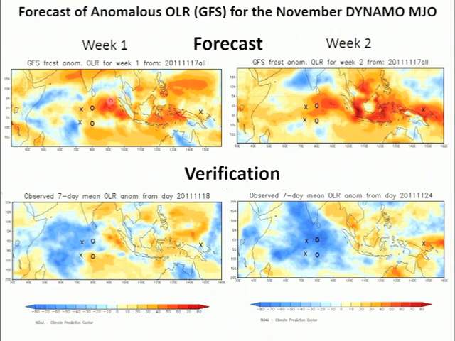This is the November MJO event, the model forecast for week 1, and the verification, where you can see that for week 1 things are kind of okay, but for week 2, instead of enhancing even more and organizing better this large-scale convection, the model again presented dry conditions, decreased the convection over the equator, with again enhanced convection to the north and south of it.